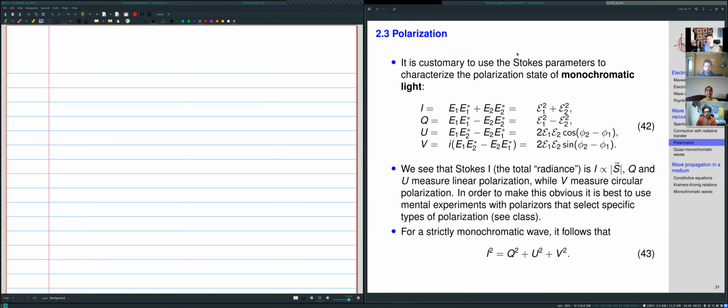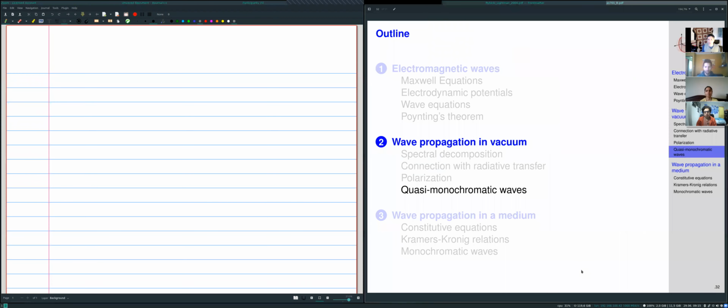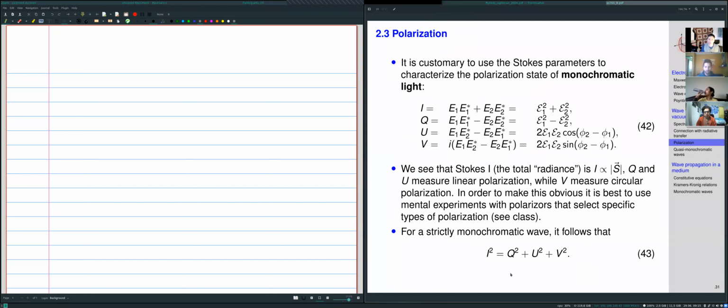Yes, so we introduced the Stokes parameters, and we saw that equation 43 holds for a strictly monochromatic wave. So we have equality between the total intensity, Stokes I, and the addition of the Stokes parameters for the linear polarization Q and U plus circular polarization V.